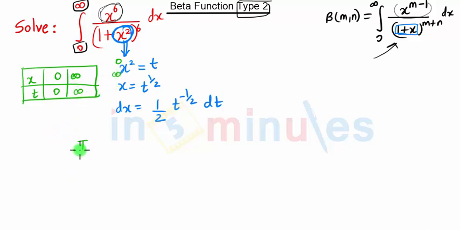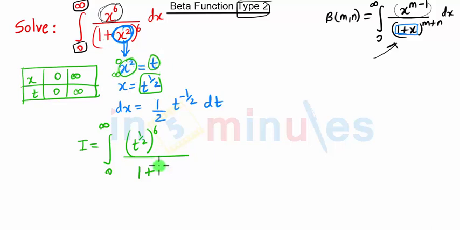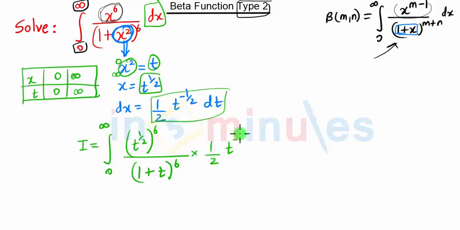So now our new integration is integration of 0 to infinity x raised to 6. We are replacing x by t raised to half. So t raised to half the whole raised to 6 upon 1 plus x square. 1 plus x square is nothing but 1 plus t, the whole raised to 6 into dx. dx is nothing but this term, that is half t raised to minus half dt. 1 upon 2 is constant, so we can take it out of the integration sign.